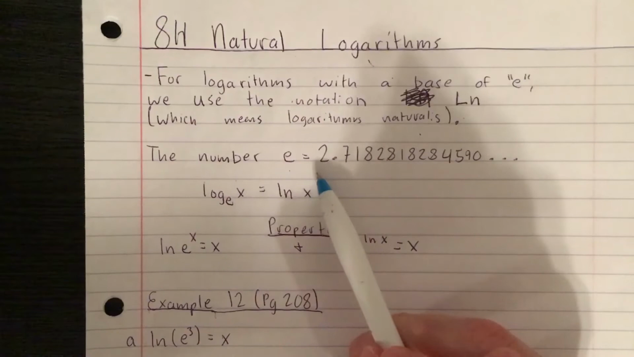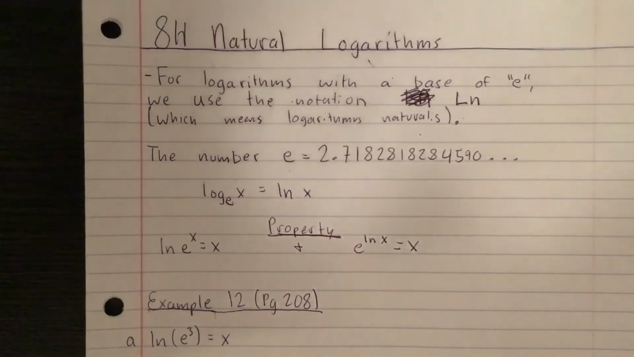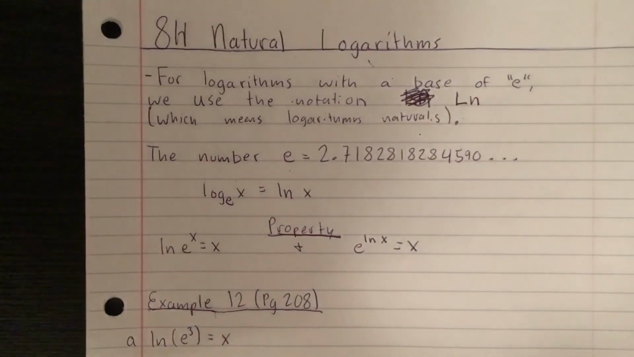And so e is 2.71828, 1828, 4590, 45, 23. And I had a teacher who made me memorize it out to like 18 decimal places. It's actually not that difficult, but it's a number that's going to pop up a lot.